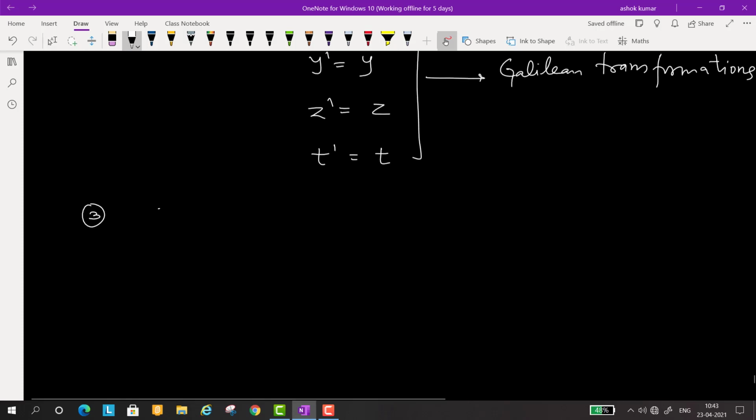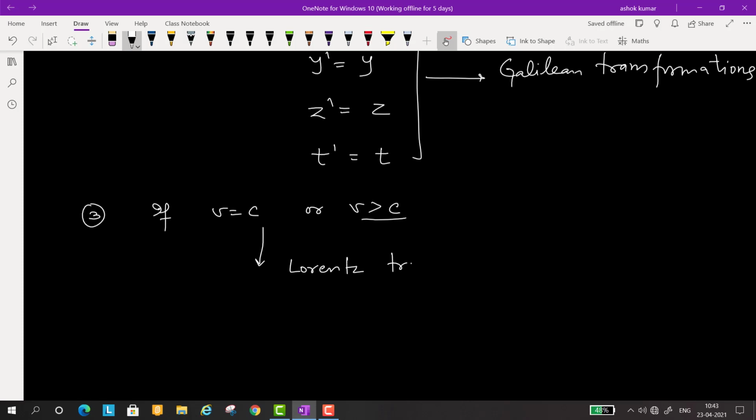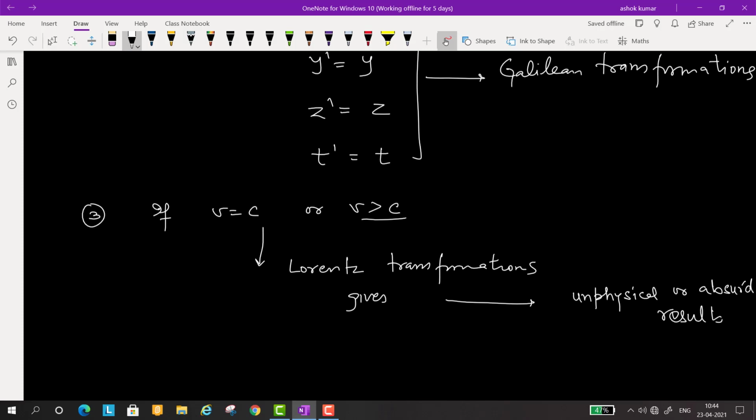Third case, if v is equal to c or v is greater than c in any of the cases, then Lorentz transformation equations give unphysical or absurd results. So whenever we are to apply the Lorentz transformation equations, the speed of the frame of reference S dash should be small as compared to the speed of light, or it should be comparable to the speed of light.